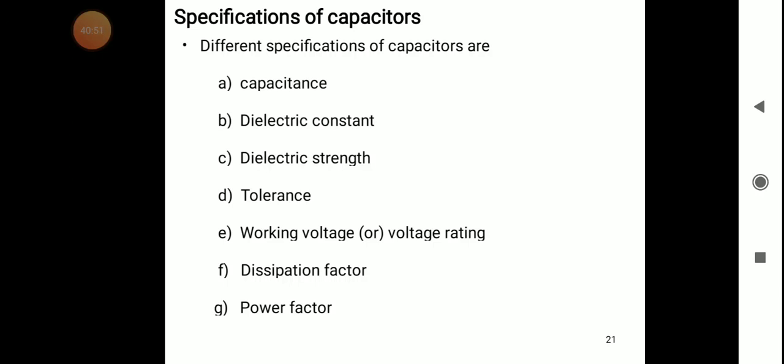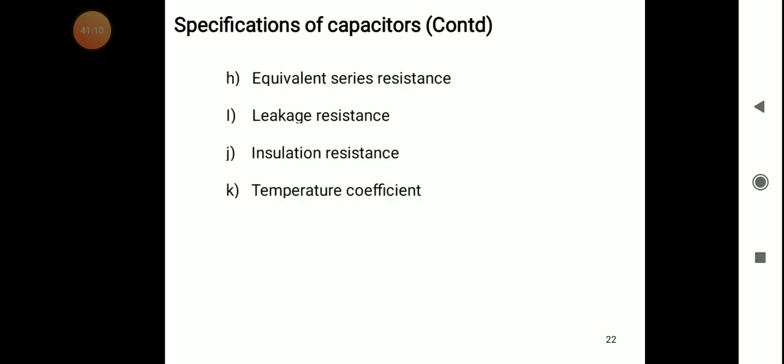The next one is the power factor. The power factor of the device gives how much power it can withstand. Power-related values can be calculated by using the power factor. That's why the power factor is also very important. So these are some of the specifications.